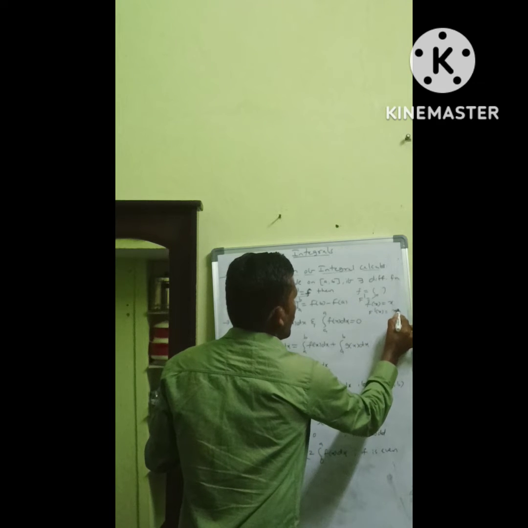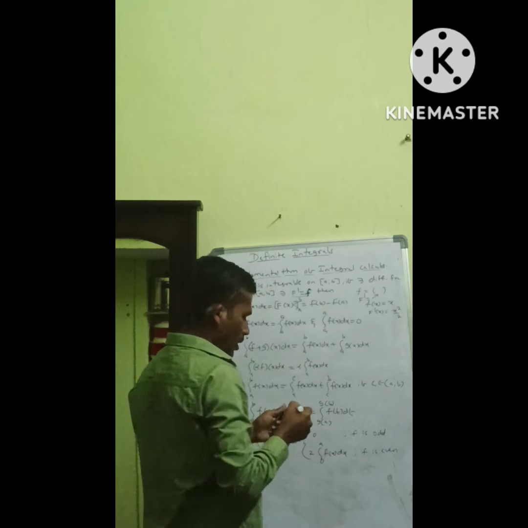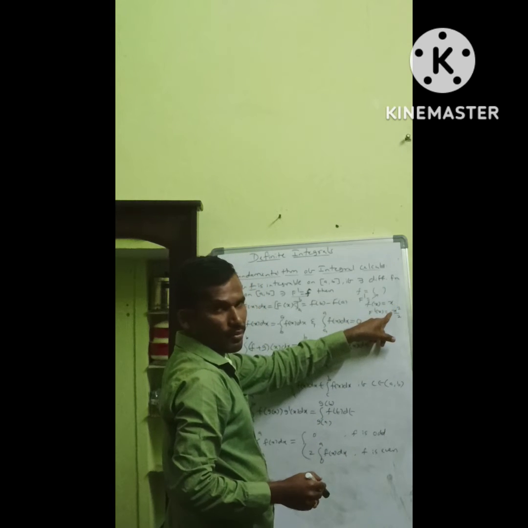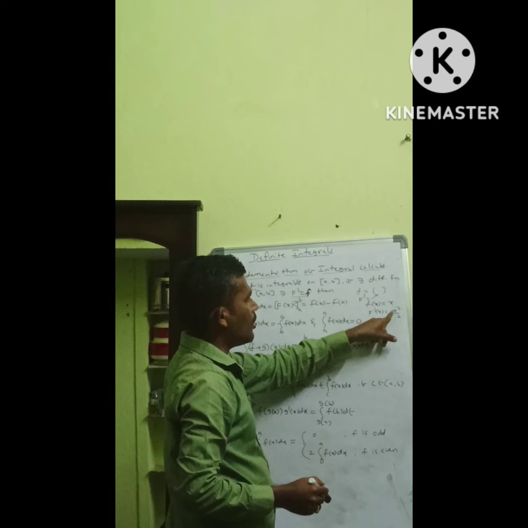So that is x square by 2. x square by 2 differentiated gives, x square derivative is 2x.